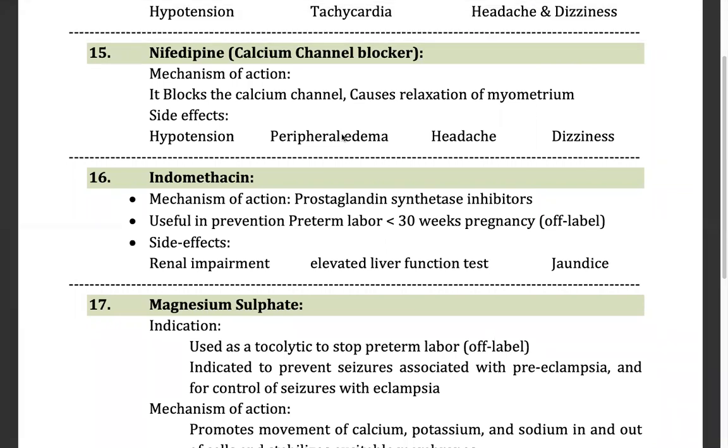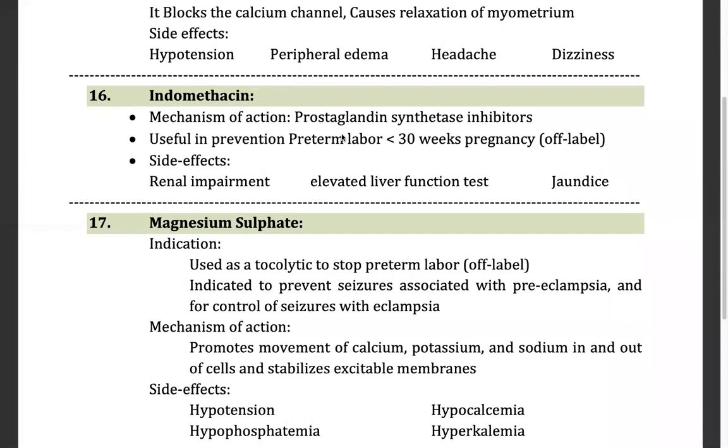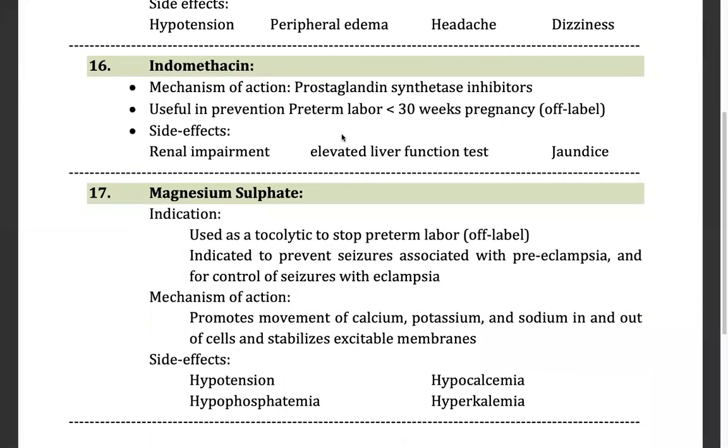Drugs affecting uterine motility. We are discussing the drugs which cause uterine smooth muscle relaxation. Let us see the next drug, indomethacin. Indomethacin's main category is non-steroidal anti-inflammatory drugs, NSAIDs. How does it act? It is a prostaglandin synthetase inhibitor. It inhibits the prostaglandin synthetase enzyme, which is responsible for the synthesis of prostaglandin.